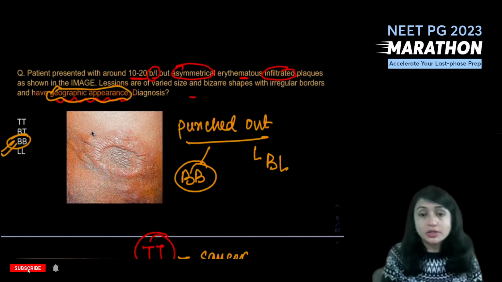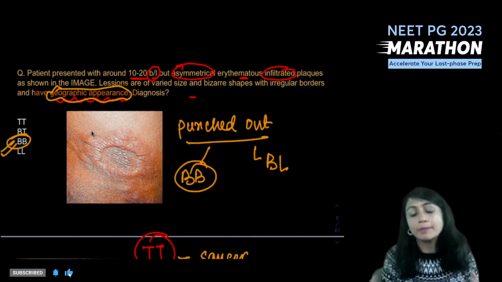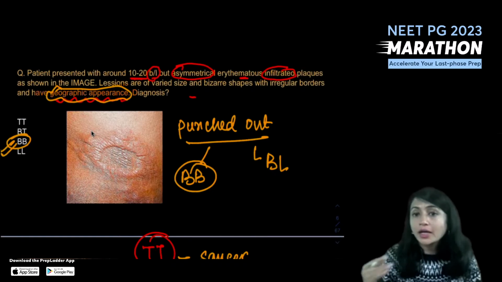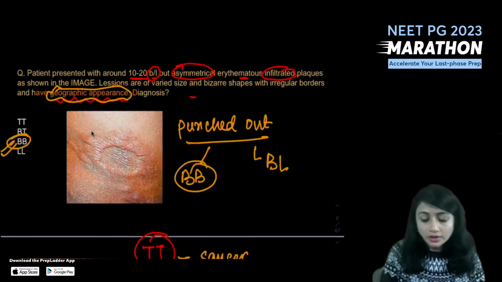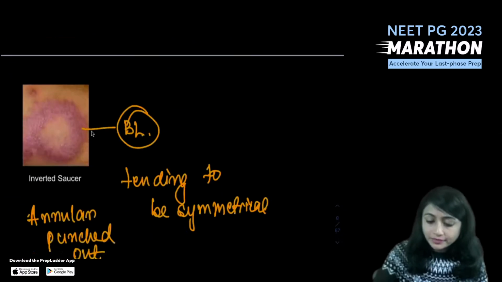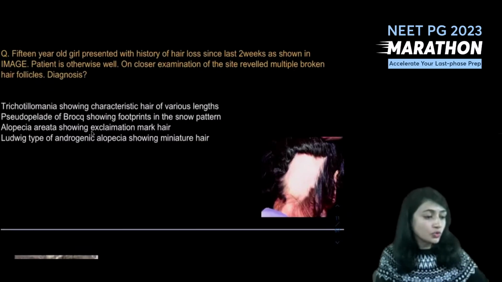A lot of time you see this image, you say, oh, it's a punched out lesion. BL is not there in the option. Then what can I mark? Please remember, BB can have all these morphologies, and that is why I gave you this question here. Okay, so that covers the clinical aspect of leprosy. Coming to the next question.